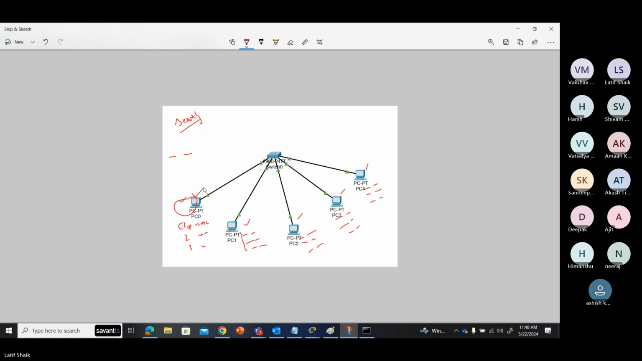Understand, guys? You received a packet and you have an ARP table. Yes, sir. You verify it: if the received packet's IP address and MAC address match your ARP table, accept it. Otherwise, drop the packet.